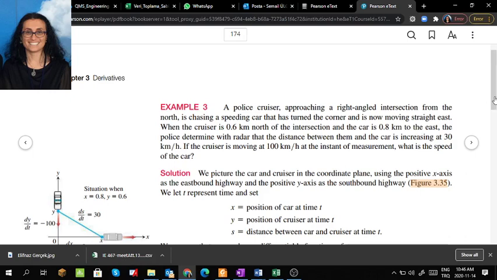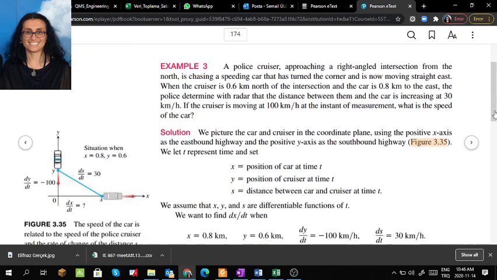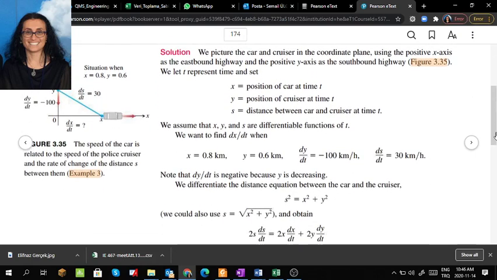It doesn't say negative 100, but when you're talking about velocities, you need to consider a positive direction for yourself. So usually the positive parts of x and y are the positive direction, and the negative parts of x and y are the negative direction. In this case, the police is moving towards the negative direction, so we put a negative in front of 100 km per hour.